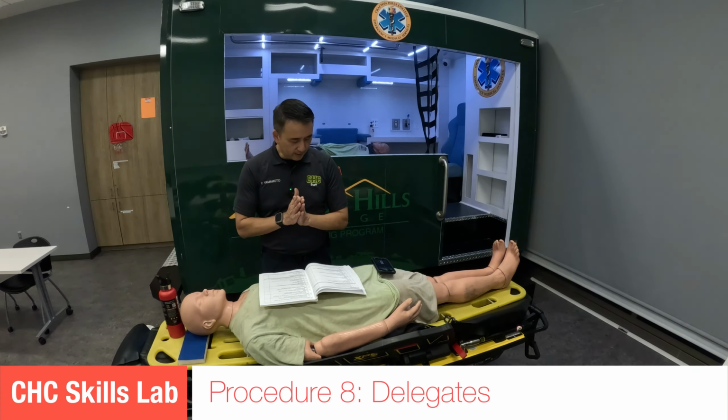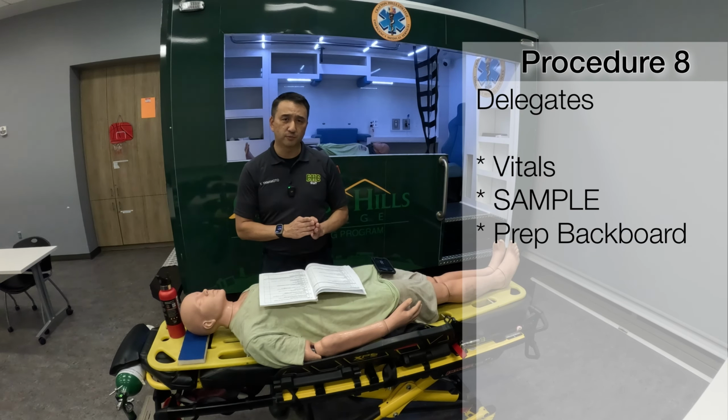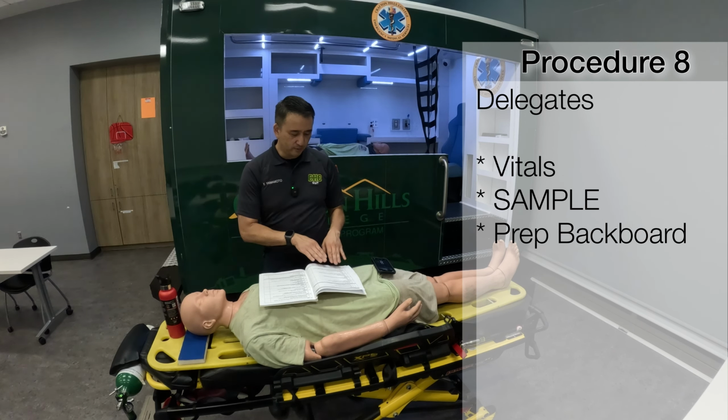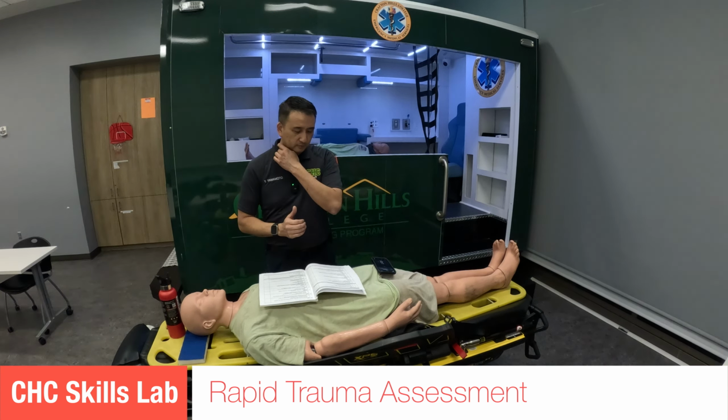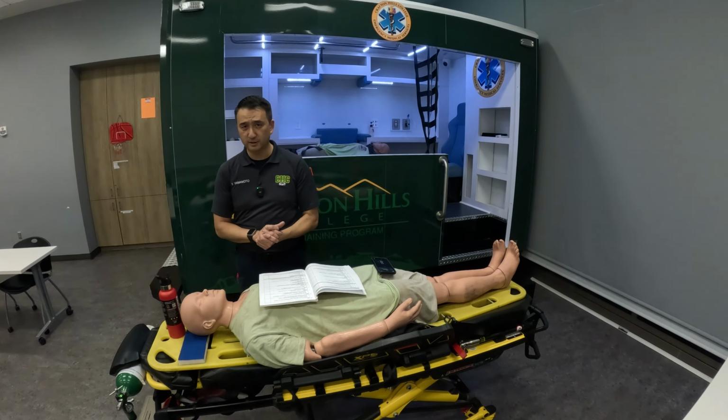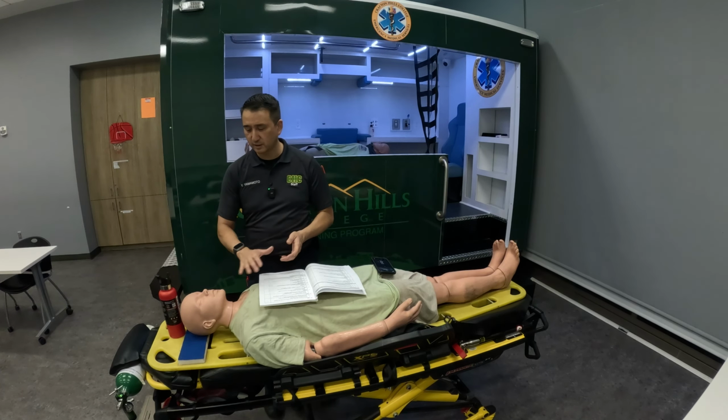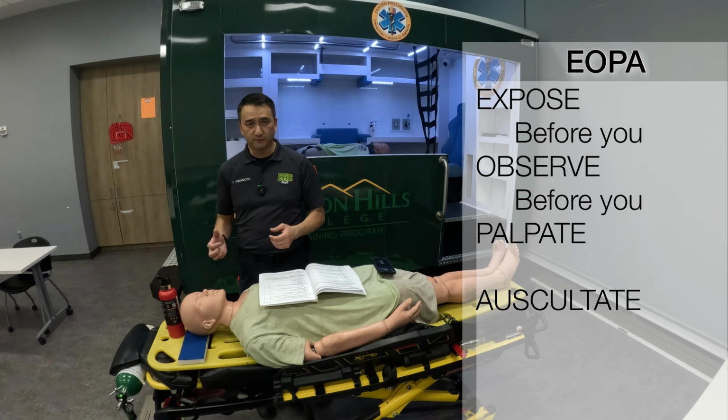Number 8, delegates vitals, SAMPLE, backboard prep. This is easy 2 points to capture, so make sure you memorize it. Now we're going to go to the rapid trauma assessment or secondary assessment. We went through the initial assessment, primary survey. Now we're going to go through the rapid trauma assessment, starting with the head. First thing we want to do with every section is expose and observe before we palpate.